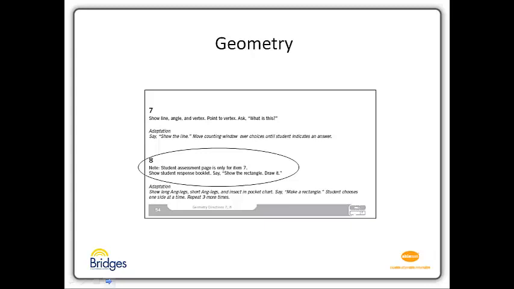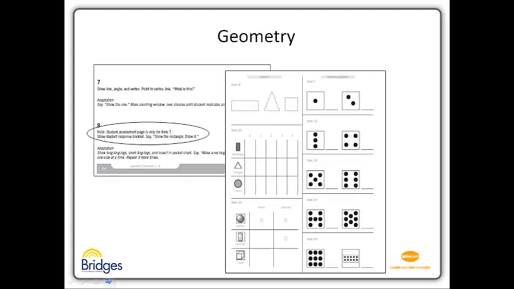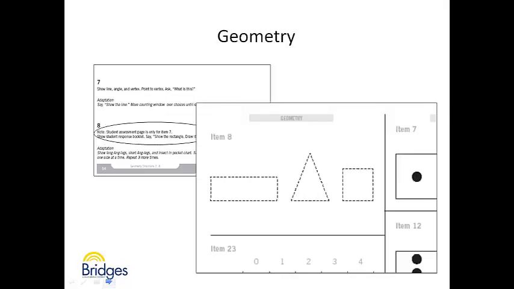Here's an example from the geometry subtest. In this case, the student will need the student response booklet. So you point to the area on the student response booklet, and the student is asked, show the rectangle and draw it. So there are 3 shapes here for the student to select and then trace.